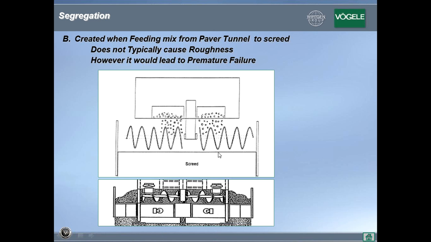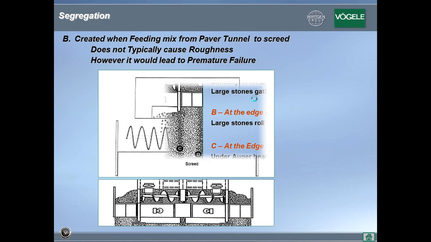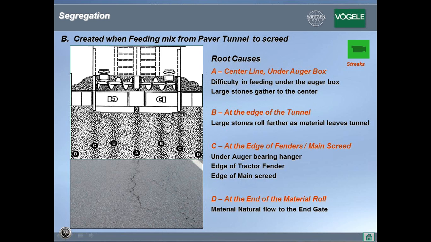Now let's look at segregation that occurs when the tractor is delivering the mix to the screed. And these are all your typical forms of segregation. It's your center line, which is the worst because there are no augers in the center of the auger box. So there's generally 15 to 18 inches of dead spot under the auger box that leaves segregated mix in the center. Then of course you have segregation at the outer edge of the tunnel, which usually is caused by the insert, as we just saw.